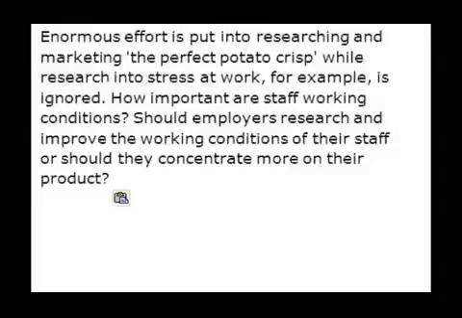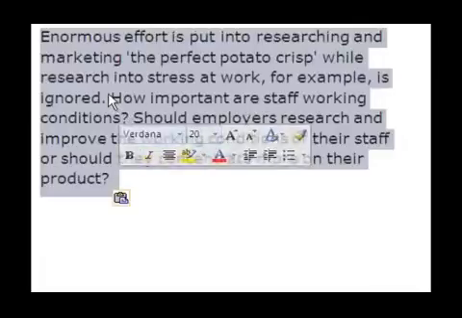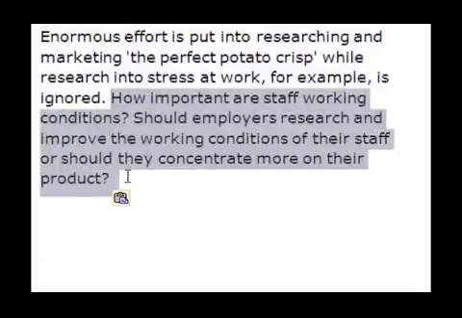So, of course, when we look at an IELTS essay question, the entire question itself is important. So from up here to here, the entire thing is important. But when we want to figure out what kind of essay we're going to write, it's really the question, this part in here, that's important. When we look at this question, we see how important are staff working conditions. Should employers research and improve the working conditions of their staff, or should they concentrate more on their product?